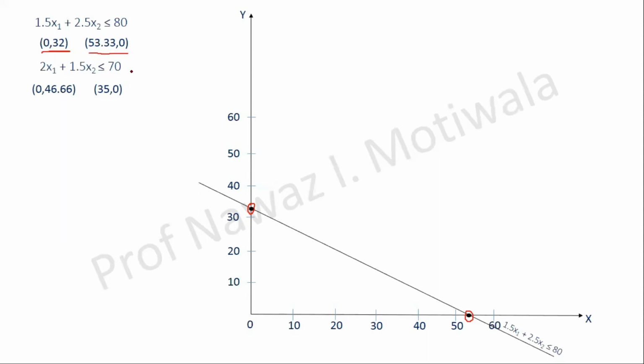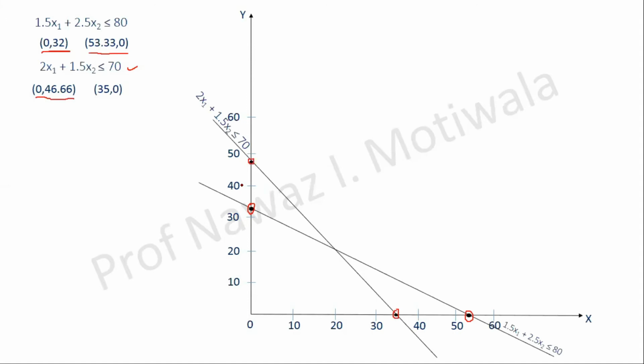Similarly, for the second equation, I will again plot the points (0, 46.66), which will be somewhere here, which I have marked, and the other point (35, 0), which will be somewhere around here. I have got 2 points, so I will make a line, and this line corresponds to the second equation, 2x1 plus 1.5x2 less than or equal to 70.